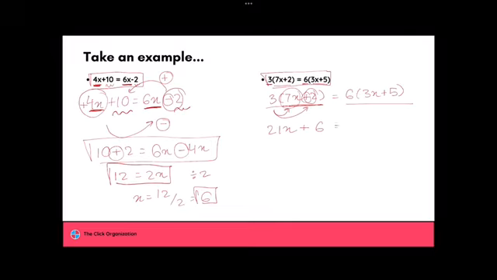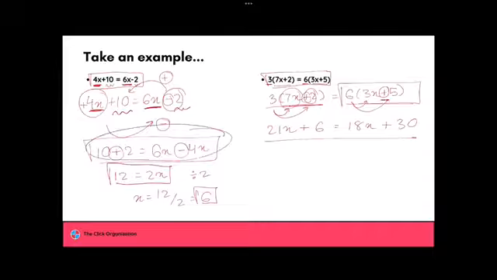Now, something similar will be used for this bracket, where we'll be multiplying 6 into 3x, 6 into 5, and we'll be using the summation symbol over here. So it'll become 18x, 6 into 5 is 30, and since it's being added, we'll be using that over here as well. Now, we are left with a similar equation to what we had over here.